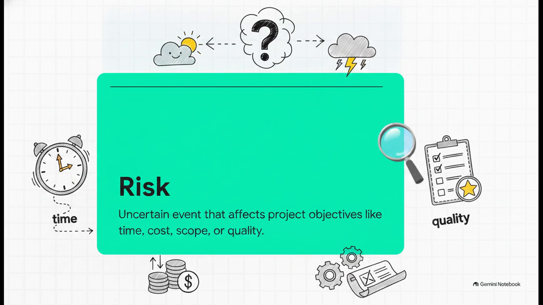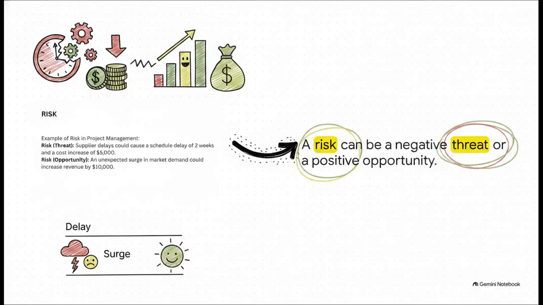Now, a lot of students just assume that the word risk inherently means something terrible is going to happen. But in project management, risk simply equals uncertainty. This right here is a massive paradigm shift that you need for the exam. A risk can actually be a positive opportunity.